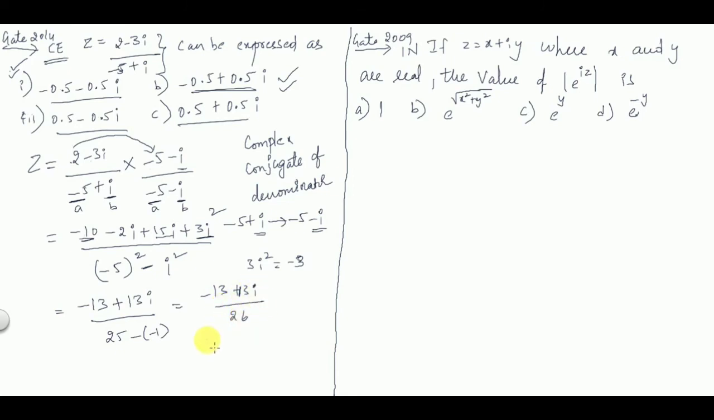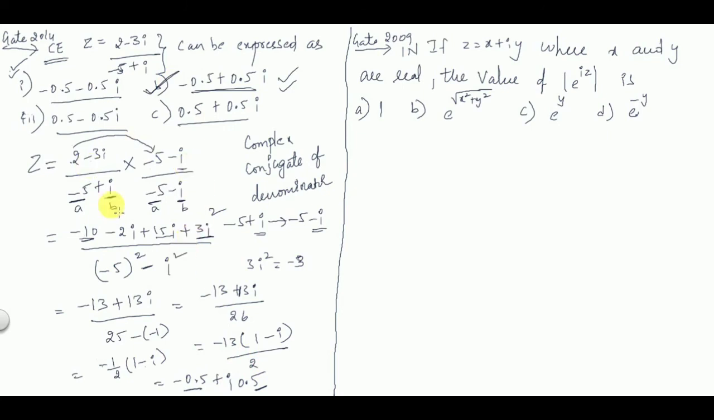divided by 26. So minus 13, if you take common, it will be 1 minus i divided by 2. So it will be minus 1 by 2 into 1 minus i. So it will be minus 0.5 plus i into 0.5. Because minus into minus is plus, so 1 by 2 plus i by 2, so 1 by 2 can be written as minus 0.5, plus i by 2 is plus i into 0.5. So option B is correct.